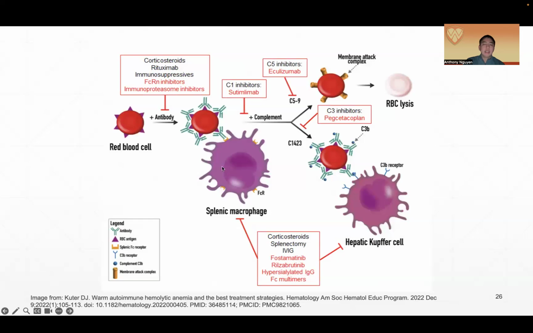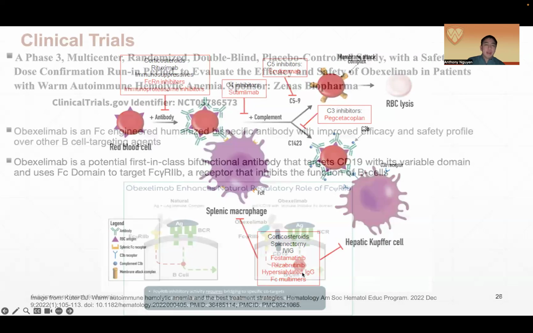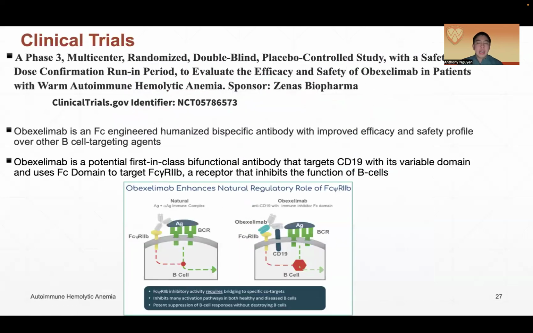And this is sutimlimab, one medication we'll talk about later in this presentation. However, we already talked about corticosteroids, splenectomy, and IVIG for warm autoimmune hemolytic anemia. So there are several clinical trials looking at how to improve the outcomes for patients with warm autoimmune hemolytic anemia. One of these trials is a phase 3 trial looking at a medication called obexelimab.